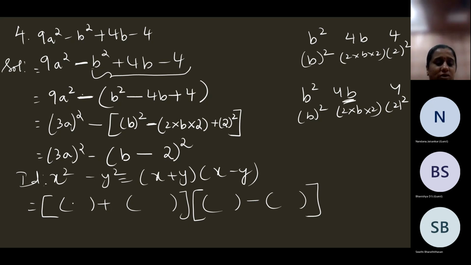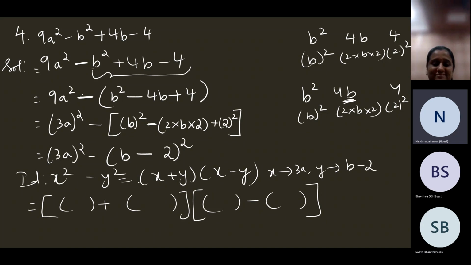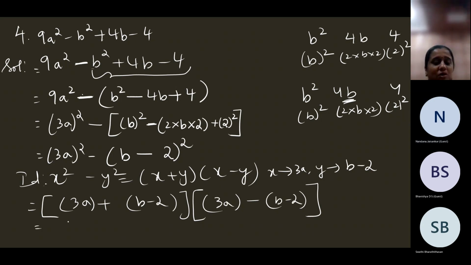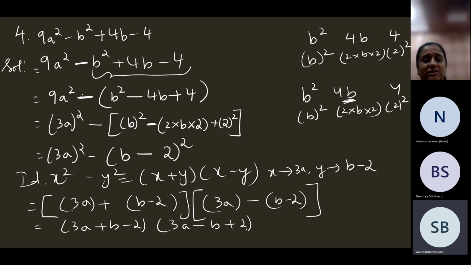So x is what, children? 3A. What's y? B minus 2. So 3A, B minus 2. Very good. Next step, open the bracket. So 3A plus B minus 2 into 3A minus B plus 2. That's it.